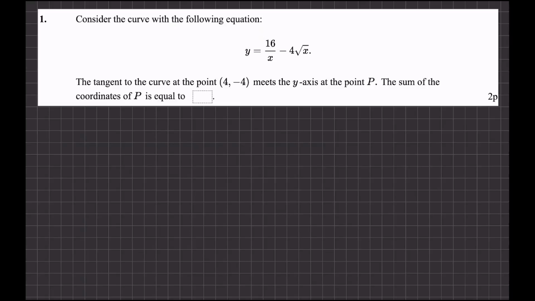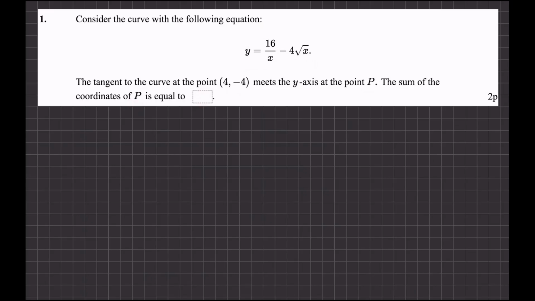Hello, in this video I'm going to solve problems in homework number 11. So consider the curve with the following equation. The tangent to the curve at this point, (4, -4), meets the y-axis at point P. The sum of the coordinates of P is equal to what? We are supposed to find that.